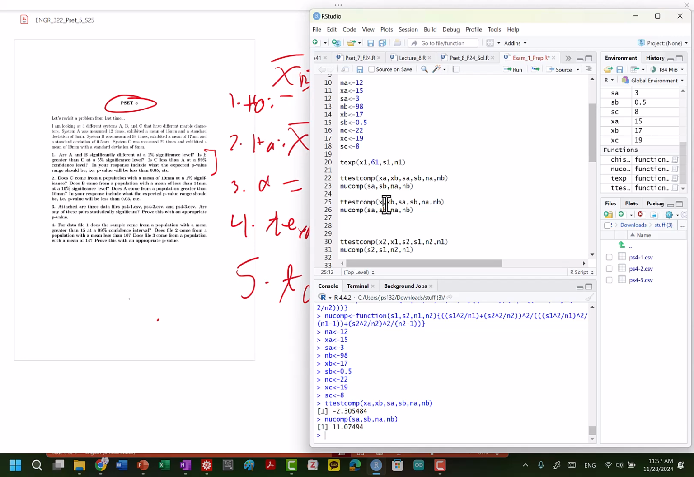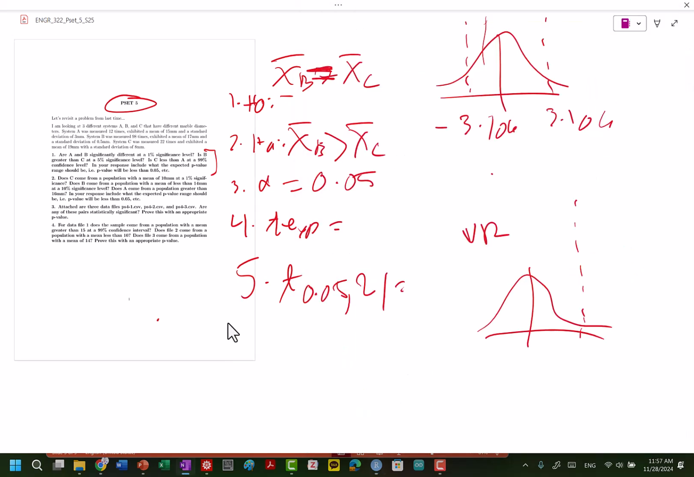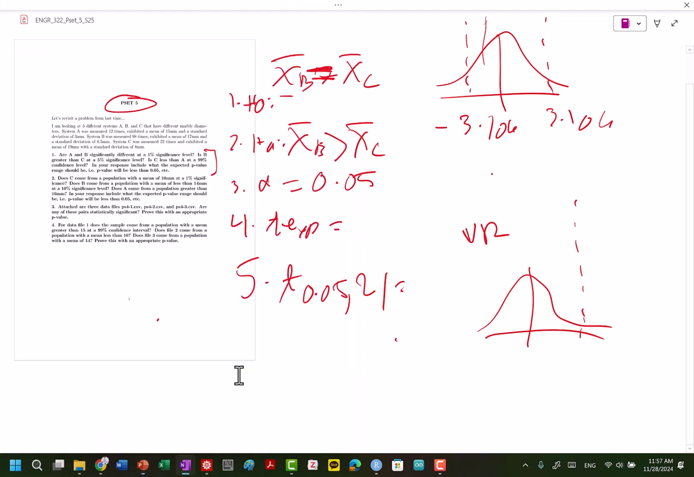I'm going to do x of b, x of c, x of b, x of c, x of b, x of c. And then b, c, b, c. Nu is 21. That value is going to give us the following. T of 0.05, 21, 1.721. 1.721. What's our t experimental?